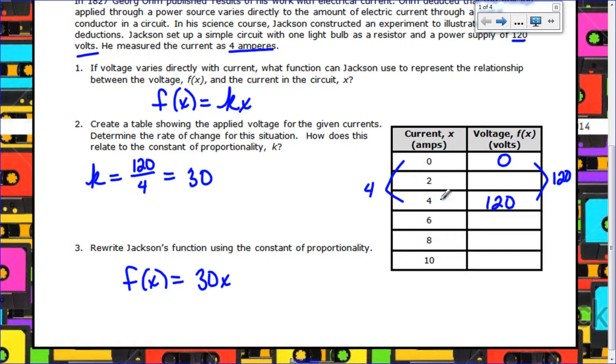Now this equation I can use to finish filling in my table. I can just plug in my amps, or my x values, into here, multiply by 30, and I'll get my volts. So if my amps is 2, 30 times 2 gives me 60. If my amps is 6, 30 times 6 is 180. And then if my amps are 8, that's 240. And if the amps are 10, it's 300. And so there's my table that goes with this, and I got all of those missing values by using this function, just by knowing that the slope or the constant of variation was 30.